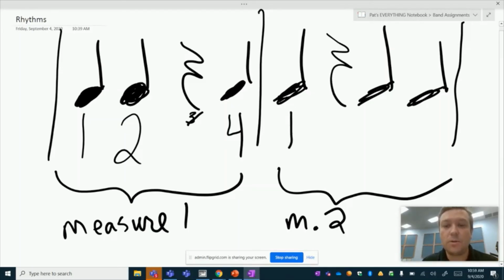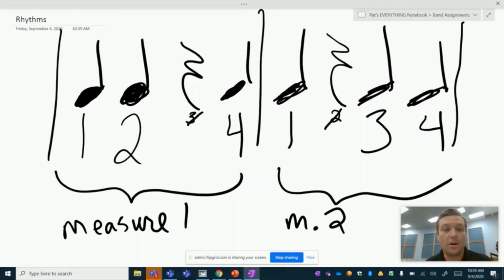We have a quarter note on beat 1, so it would be a big 1. What's on beat 2? A quarter rest. So we're going to have a small 2. We're going to cross it out because beat 2 is still there. And then we'd have a big 3 and then a big 4. So if I was to count this, it would sound like this.